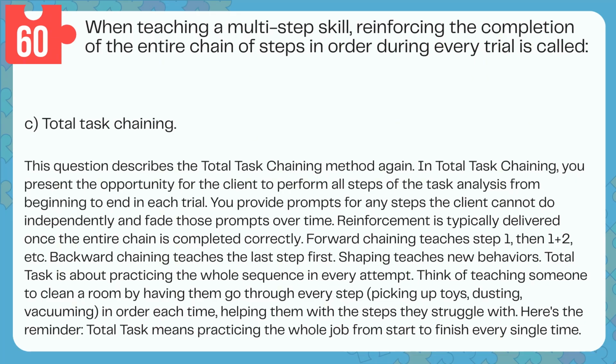Forward chaining teaches step 1, then 1 plus 2, etc. Backward chaining teaches the last step first. Shaping teaches new behaviors. Total task is about practicing the whole sequence in every attempt. Think of teaching someone to clean a room by having them go through every step, picking up toys, dusting, vacuuming, in order each time, helping them with the steps they struggle with. Here's the reminder. Total task means practicing the whole job from start to finish every single time.